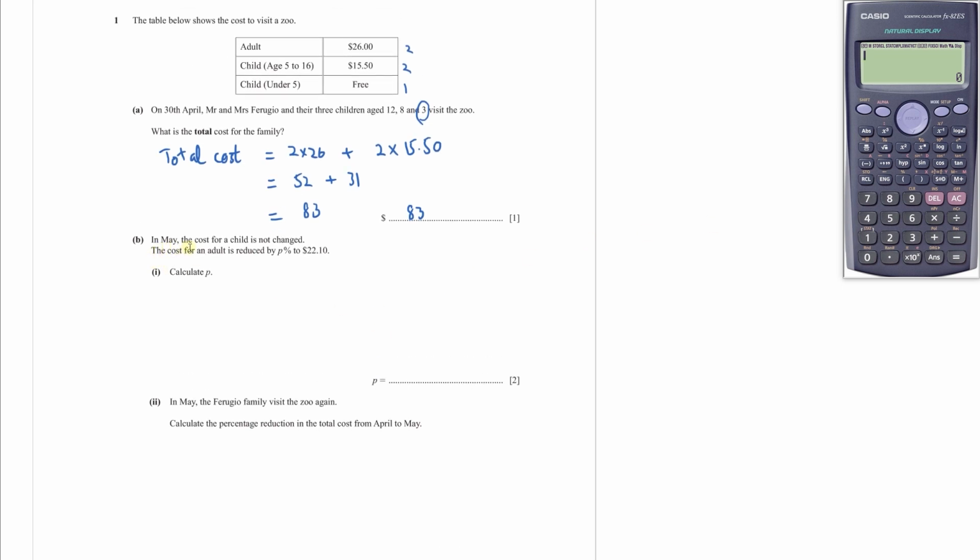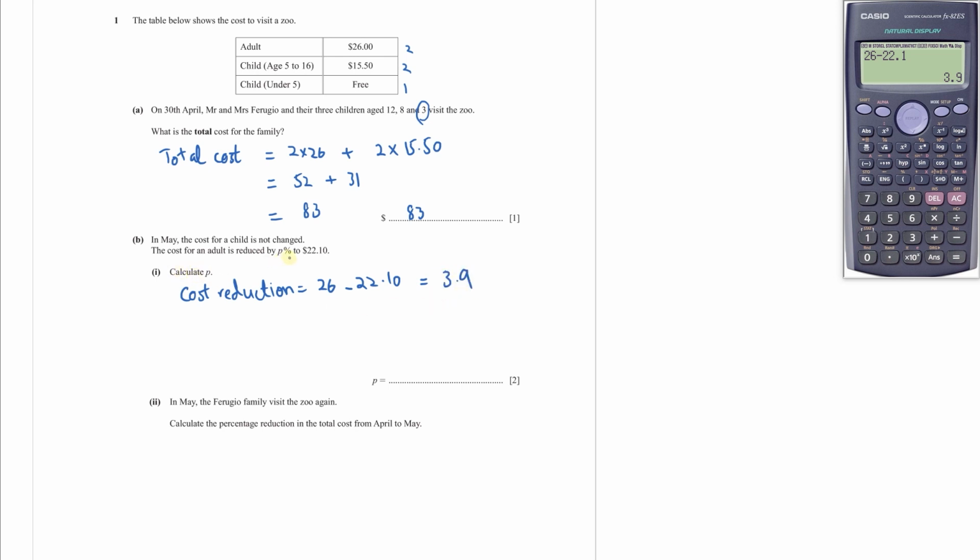Part B: in May, the cost for the child is not changed. The cost for an adult is reduced by P% to $22.10. Calculate P. So let's first calculate the cost reduction in dollars, and then we can calculate the percentage P. Initial cost was $26, and the final cost in May is $22.10. So 26 minus 22.1 gives $3.9 as the reduction in cost.